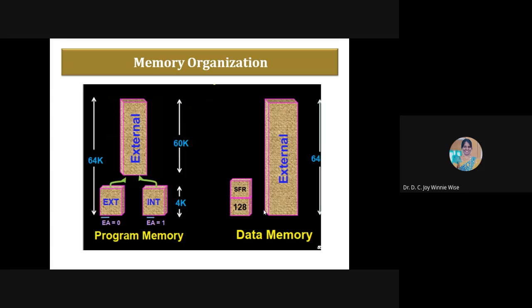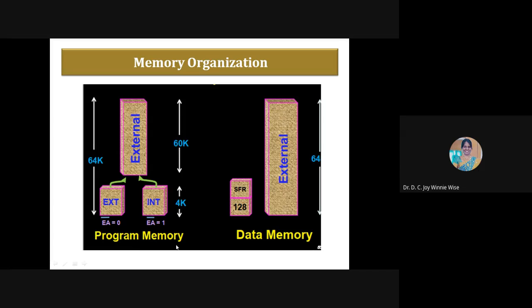Now let's see about the memory organization. The memory organization of the 8051 microcontroller is divided into two parts: program memory and data memory. In the program memory, we can store the program, and in the data memory, we store the data. For example, if you have a fridge, the data we read is whether we have reached that temperature. That will be stored in the data memory, and the program memory will be used to store the program.